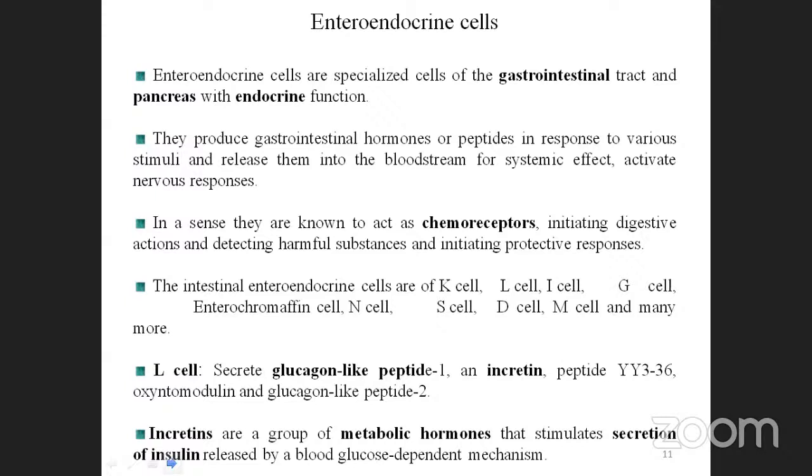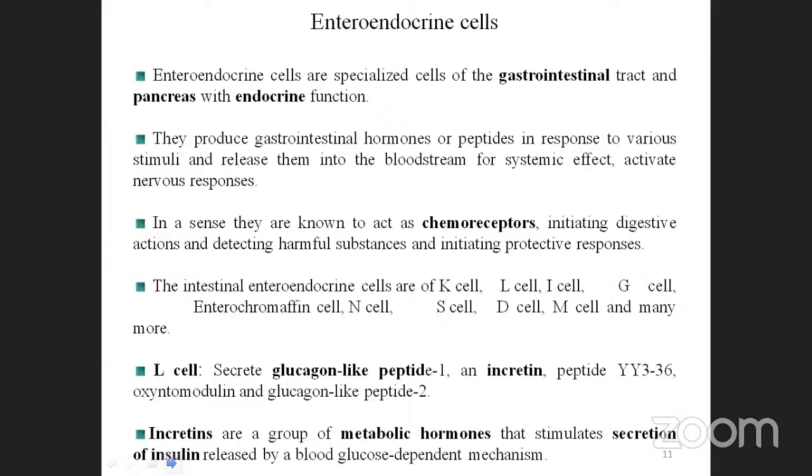So this L cell is there, among the different kinds of endocrine cells. Another type of endocrine cell is the L type, and that is responsible for synthesis and storage of glucagon-like peptide, or GLP-1. Now, GLP-1 is one of the incretins; we have different other incretins, right?